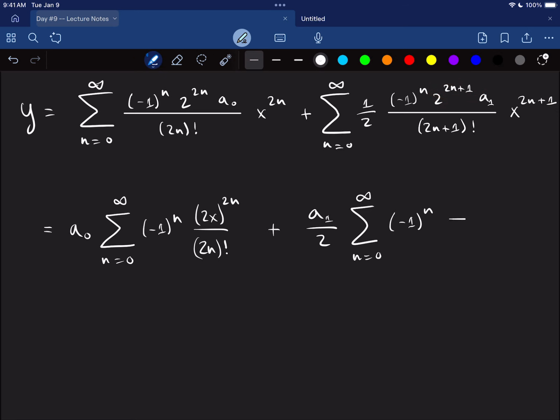So we're going to have 2x to the 2n plus 1, and then 2n plus 1 factorial. Nice and clean. Now, you may not be super adept at remembering and memorizing your power series, but these two power series are very, very simple. They are exactly cosine of, it's a 2x, not an x, because I have a 2x in there. It's just cosine of 2x and sine of 2x.